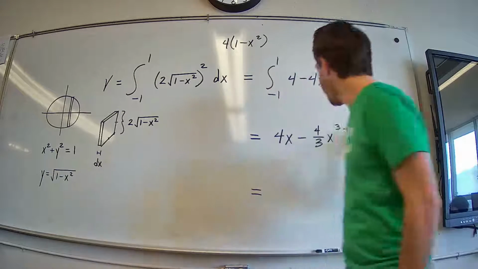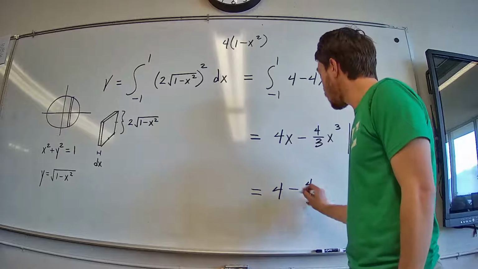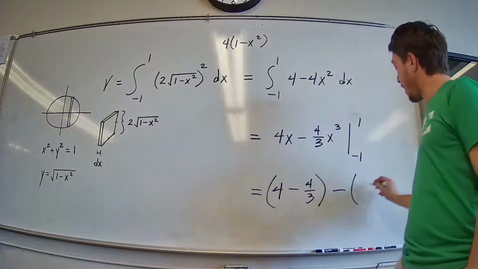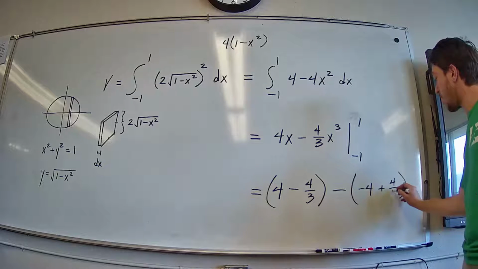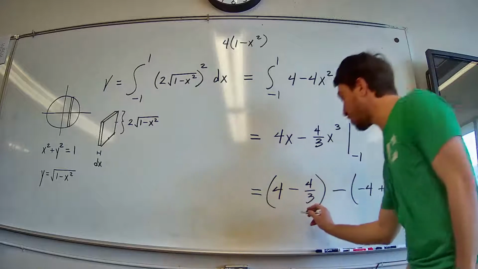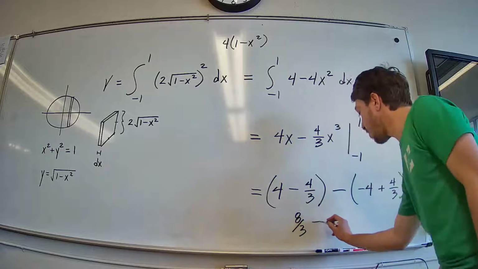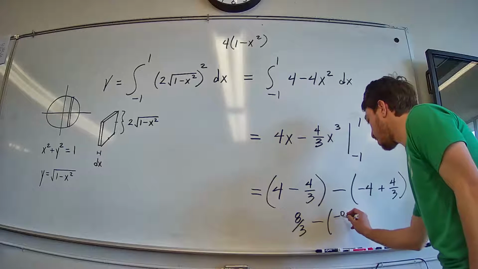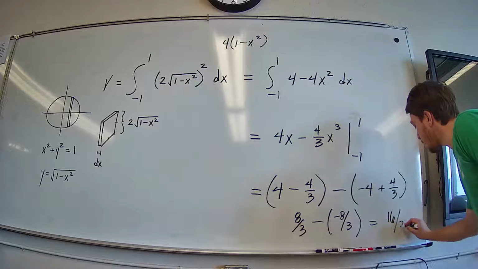So let's plug in 1. Here you go. It's 4 minus 4/3. When you plug in -1, you get -4 plus 4/3, the opposite number. So 12/3 minus 4/3 is basically just 8/3, minus -8/3, plus 8/3. That's 16/3.